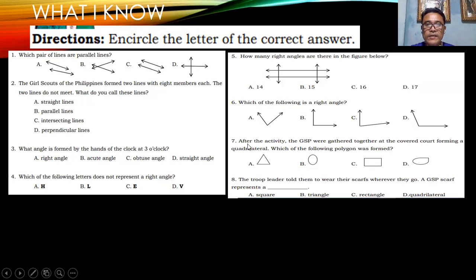7. After the activity, the GSP were gathered together at the covered court forming a quadrilateral. Which of the following polygon was formed? A, B, C, or D? Number 8. The troop leader told them to wear their scarves wherever they go. A GSP scarf represents a blank. A, square, B, triangle, C, rectangle, D, quadrilateral.